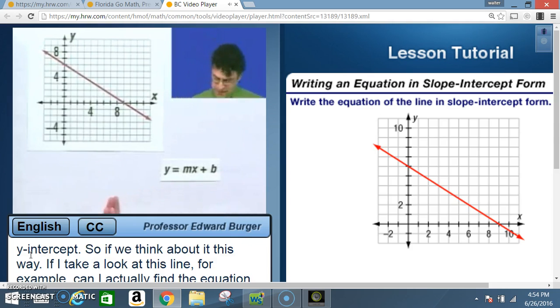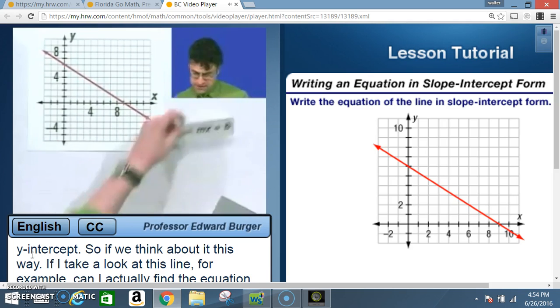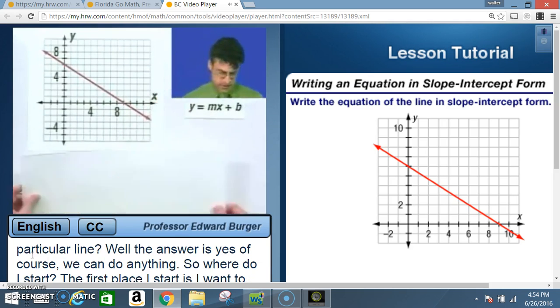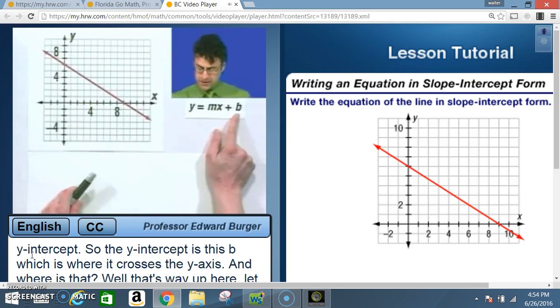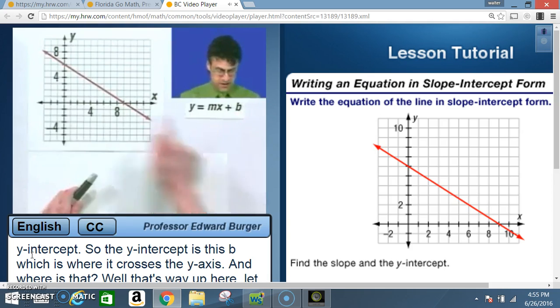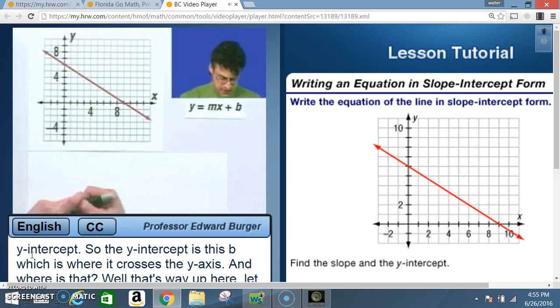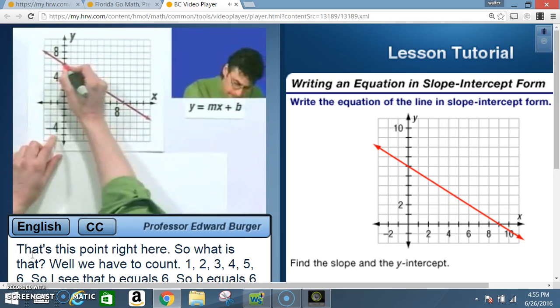So if I take a look at this line, for example, can I actually find the equation of this particular line? Well, the answer is yes. So where do I start? The first place I start is I want to locate the y-intercept. The y-intercept is this b, which is where it crosses the y-axis. And where is that? Well, it's way up here. Let me use red here. That's this point right here.